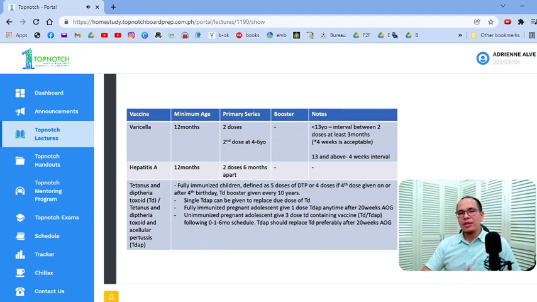So nakita nyo yung pattern. 6, 9, 12, 1, 2, 3. 6 months, 1 vaccine, flu. 9 months, 2 vaccines, that's Japanese encephalitis and measles. 12 months, 3 vaccines, chickenpox, MMR, hepatitis A. Okay? So please do remember that.